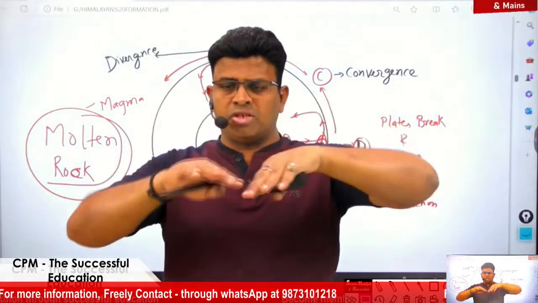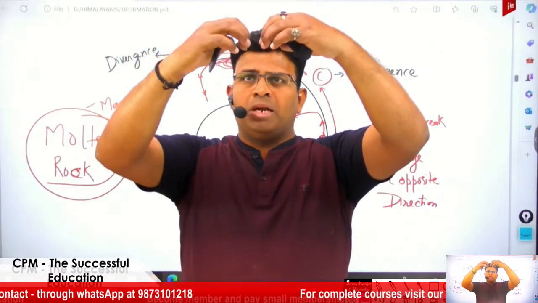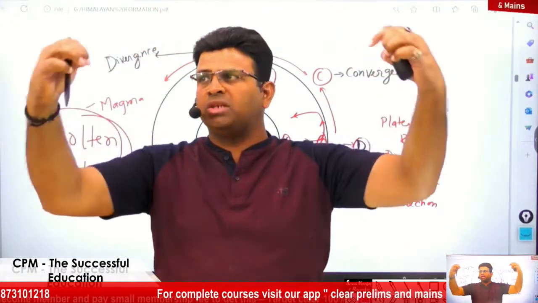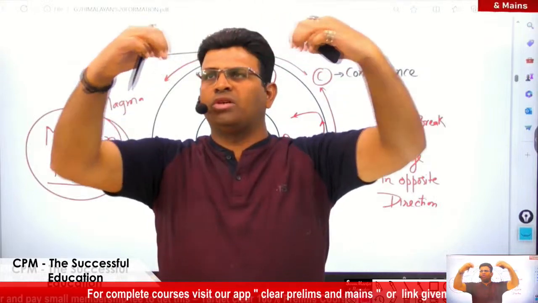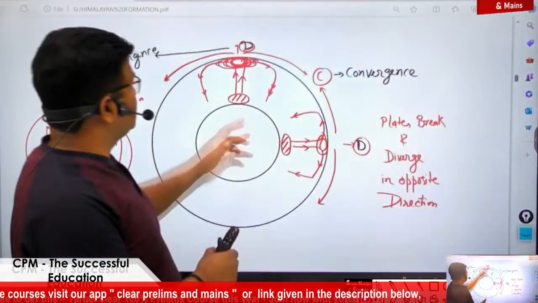If it is putting in a frictional drag, then the Earth's plate, that is the continental plate or oceanic plate, starts breaking and diverging in opposite directions. So that is known as divergence.